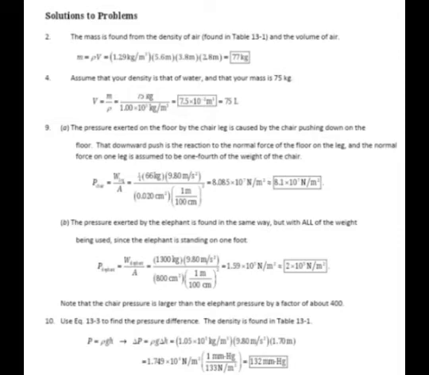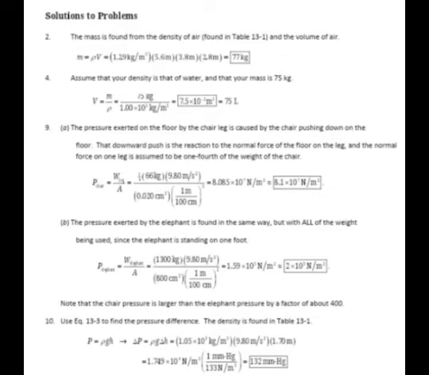The pressure exerted on the floor by the chair leg is caused by the chair pushing down on the floor. The downward push is the reaction of the normal force of the floor on the leg, and the normal force on one leg is assumed to be 1/4 of the weight of the chair. So P equals W over A is equal to 1/4 times 66 kilograms times 9.80 meters per second squared over 0.020 centimeters squared times 1 meter over 100 centimeters, which is equal to 8.085 times 10 raised to 2 N per square meter, or 8.1 times 10 squared Newton per square meter.